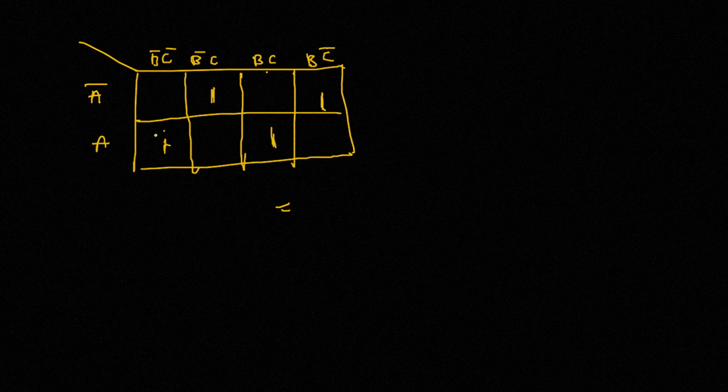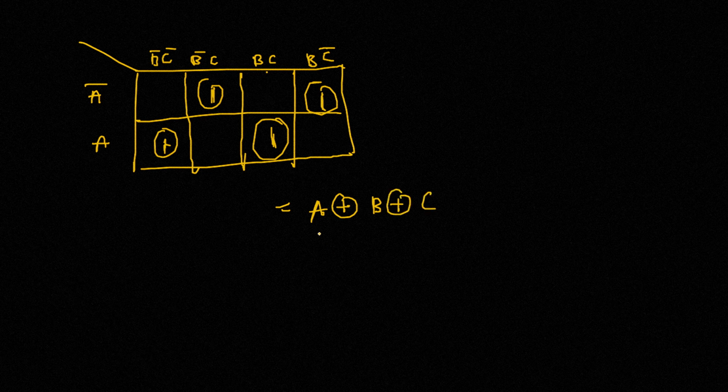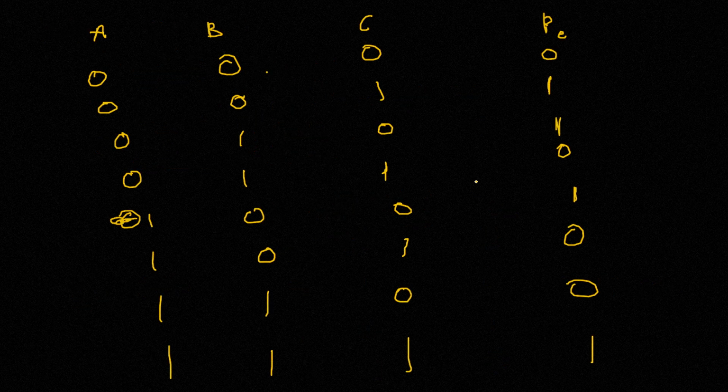So, like I mentioned before, this is a chessboard configuration. So, a chessboard configuration means A XOR B XOR C. Right. So, this is the same as the sum of a full adder. So, that is how an even parity generator is expressed for three variables.